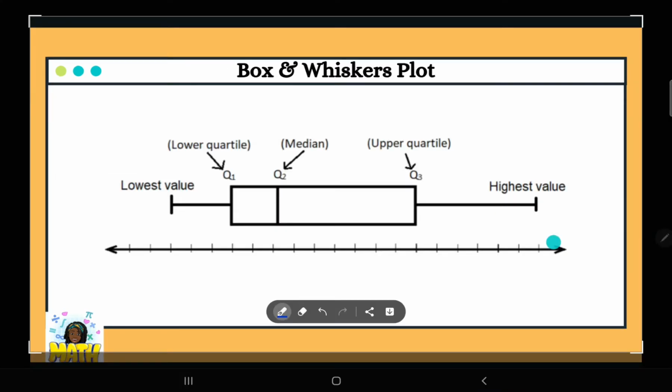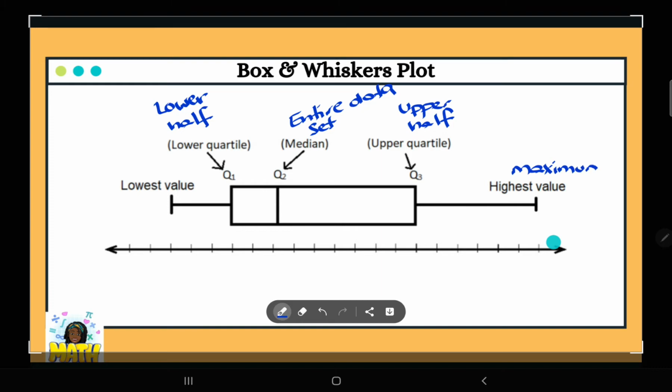So here is an image of our box and whiskers plot. If you notice, Q2 is represented here in the middle, and this is the median of the entire data set. Now, the lower quartile is the lower portion, and the upper quartile is the upper half. So after you find the median, it splits the data in half, and you'll see that in our next example. Our highest value is the same thing as our maximum, and our lowest value is the same thing as our minimum.